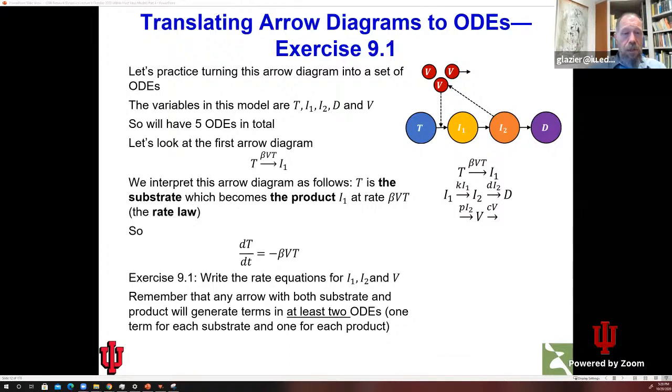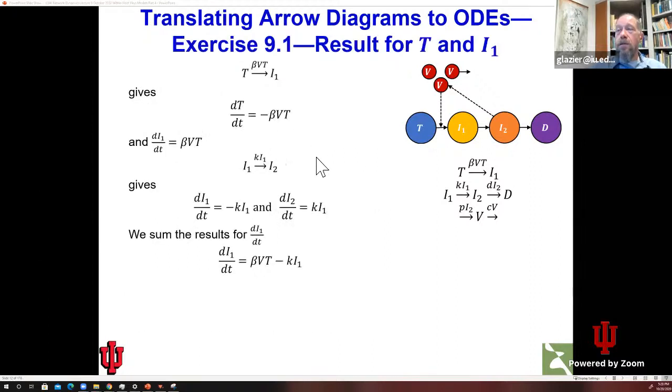Does anybody need more time now to finish up? Okay, so in this case, I wrote the first term, T goes to I1. We did that one, dT/dt is equal to minus beta VT. Because I1 is on the right, that also gives us a term, dI1/dt equals plus beta VT.